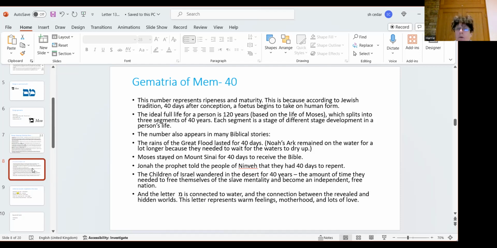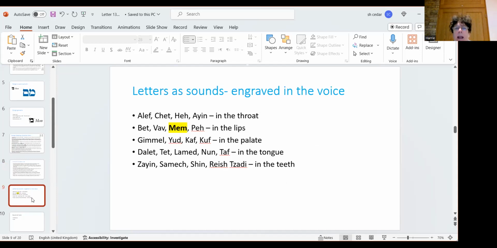It's thought of as the amount of time you need to free yourself of that slave mentality and become an independent, free nation. And as I said, the letter Mem is connected to water and the connection between the revealed and hidden worlds. So this 40 seems to be a moment between that childish reliance and this adult revelation moment. So lots of nice things about it.